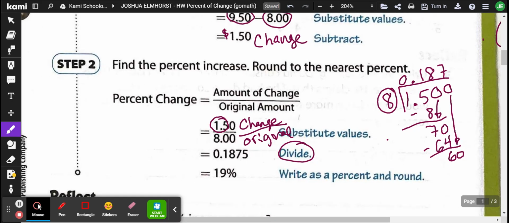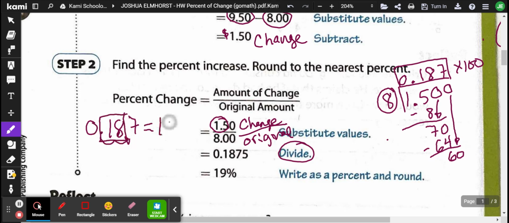Now when we get the decimal value, we're going to multiply by 100 to get the percent. So 0.187, multiplying by 100 is going to move the decimal place value over 2 places. Now we have our percent. That's going to be 18.7% increase. And in this example, they rounded up to 19%.